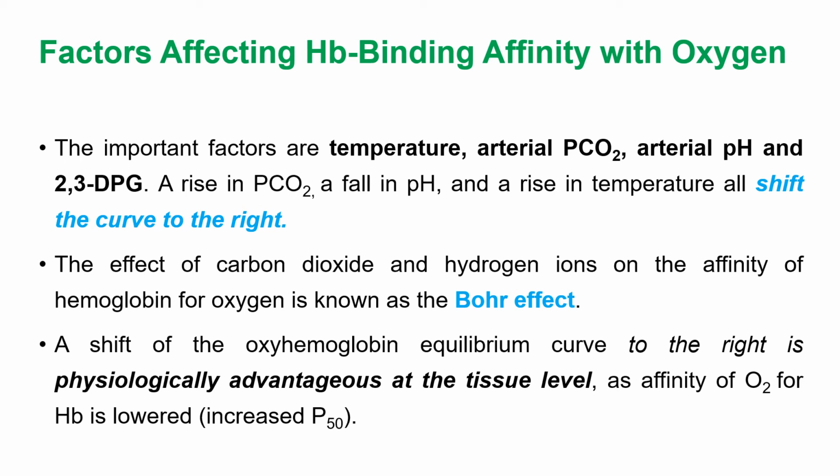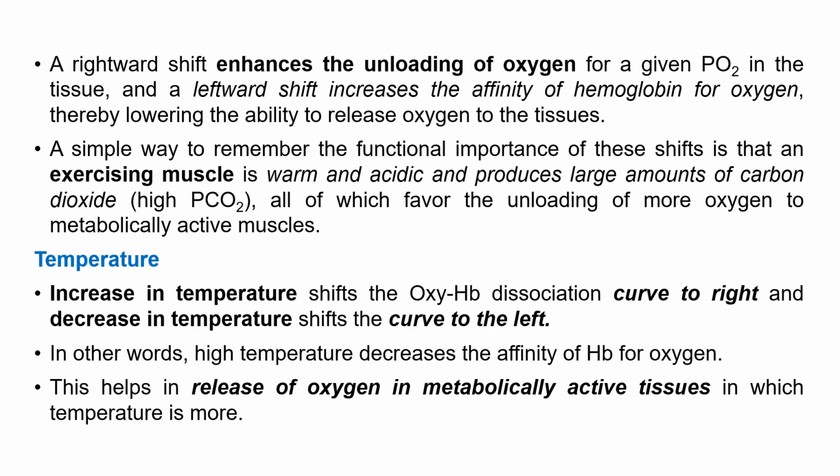A shift of the oxyhemoglobin equilibrium curve to the right is physiologically advantageous at the tissue level, as affinity of oxygen for hemoglobin is lowered at the tissue level. A rightward shift enhances the unloading of oxygen for a given PO2 in the tissues, and a leftward shift increases the affinity of hemoglobin for oxygen, thereby lowering the ability to release oxygen to the tissue.